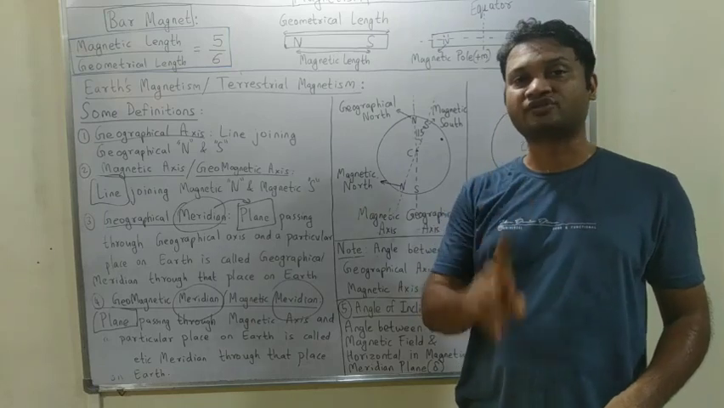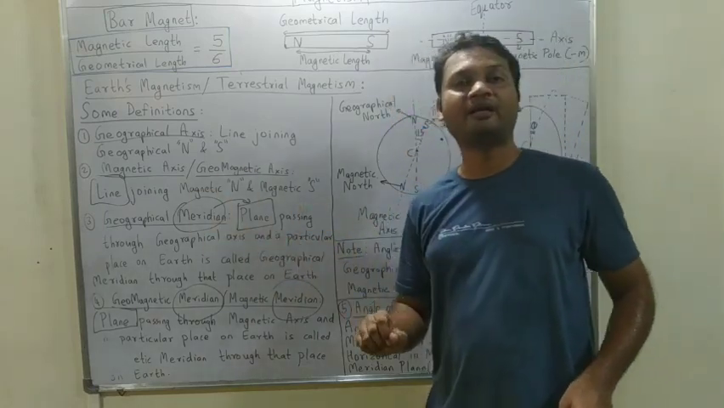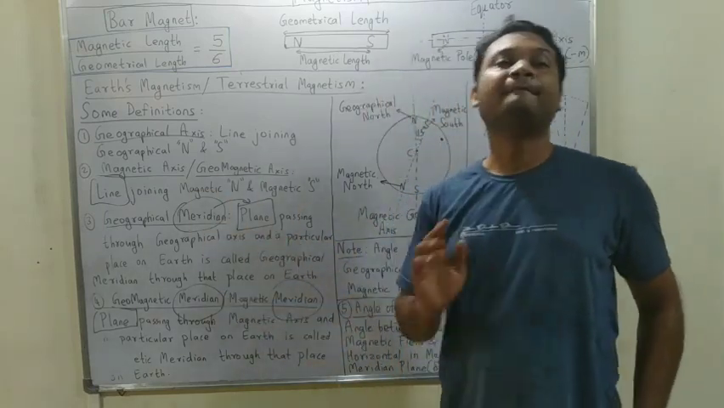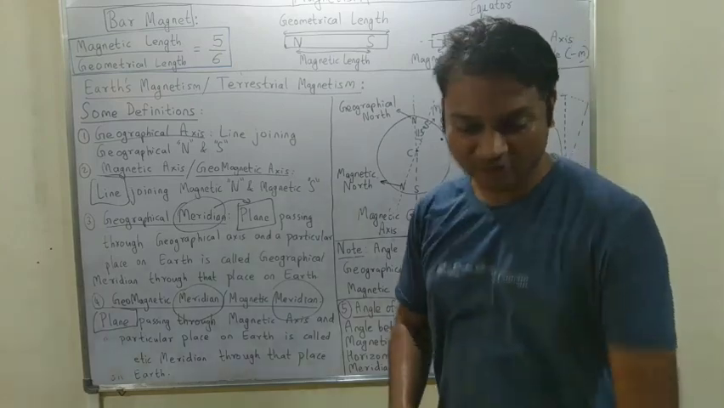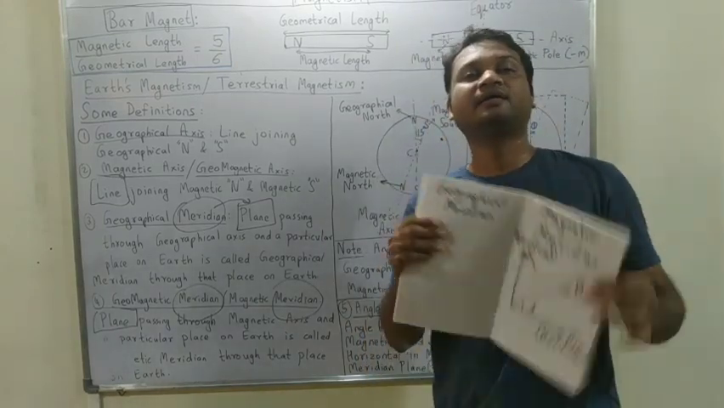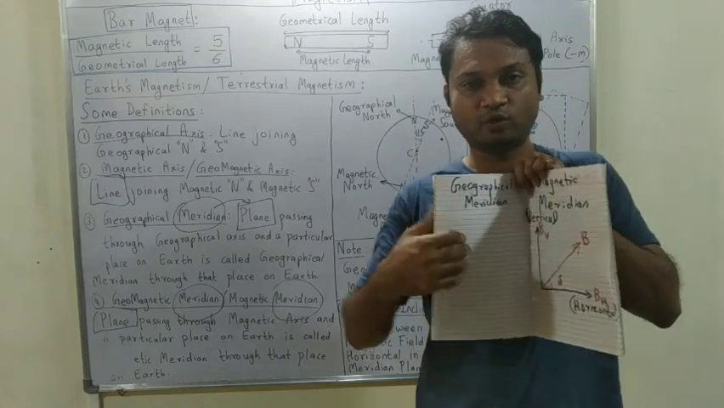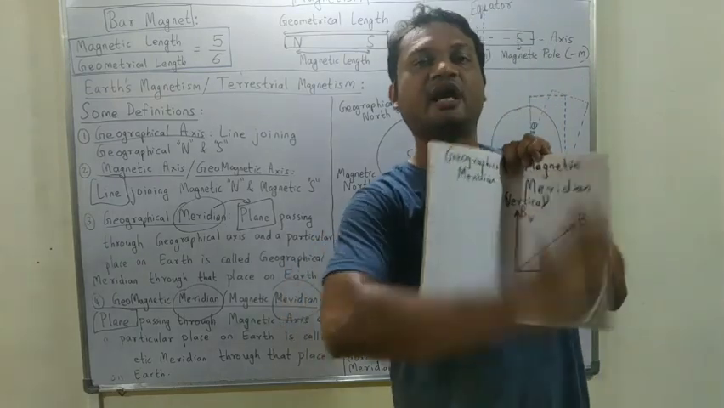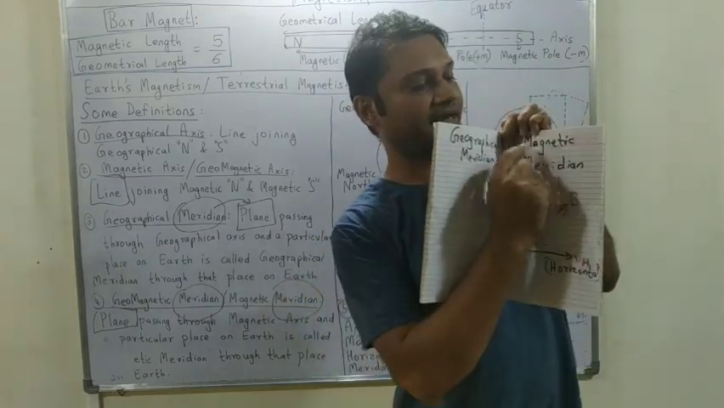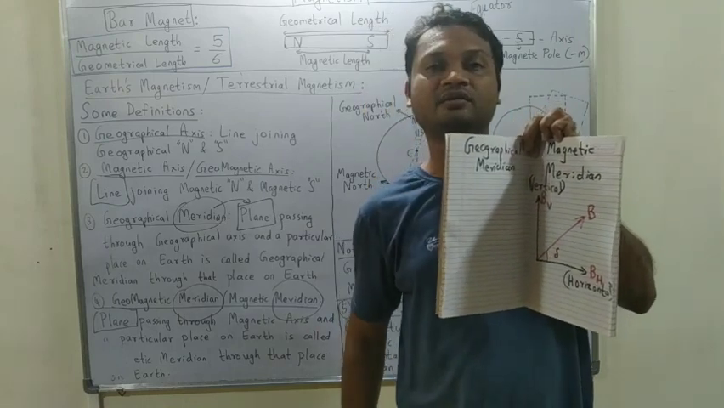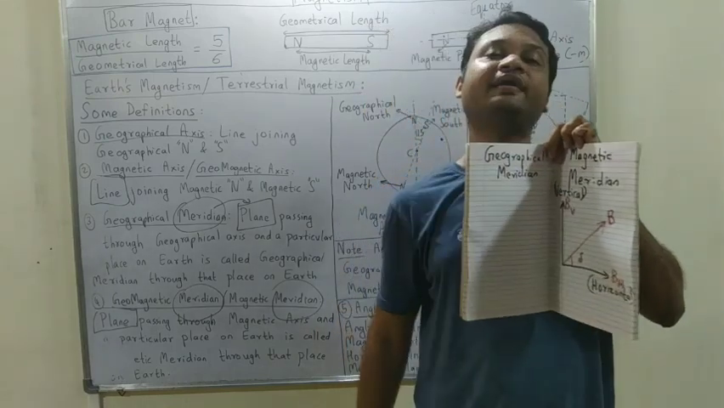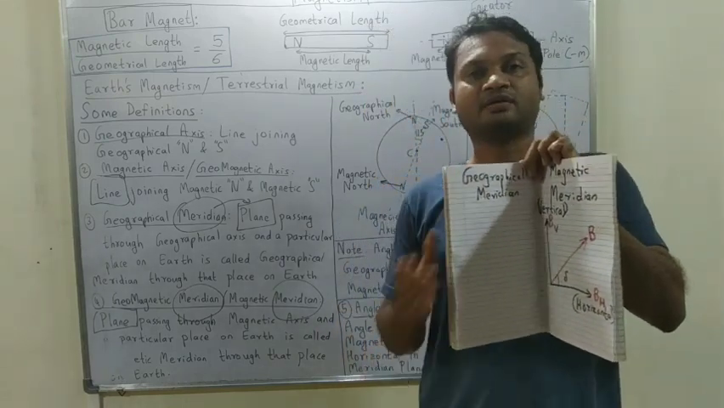So we have two planes. One plane is geographical meridian, another plane is magnetic meridian. So let us show these two planes with the book. Because these are two planes, this is one plane, this is another plane. This plane I call it as magnetic meridian, and this plane I call it as geographical meridian.